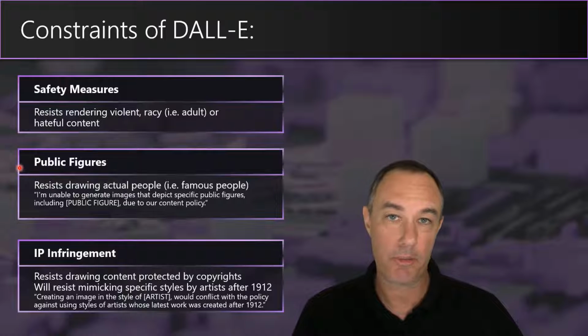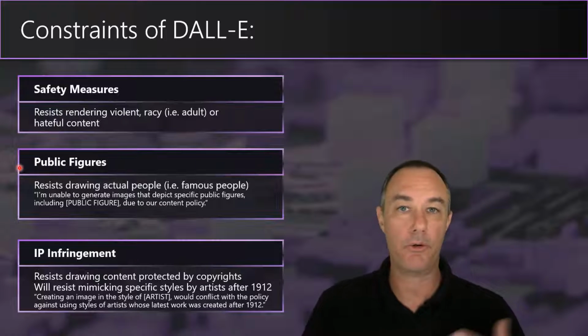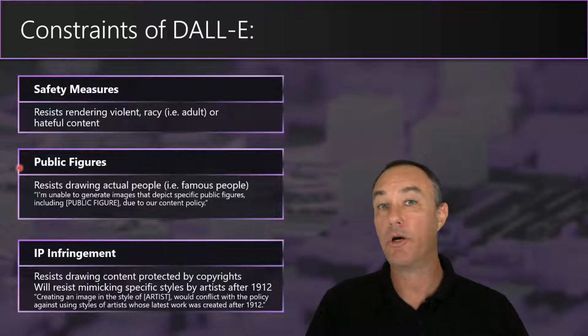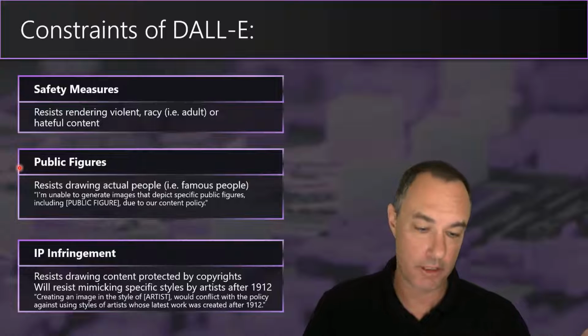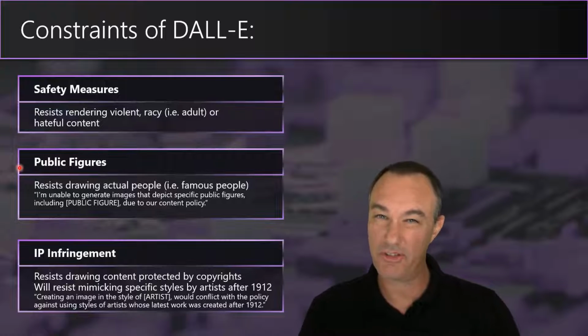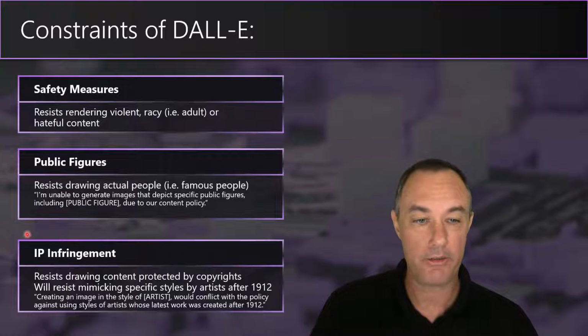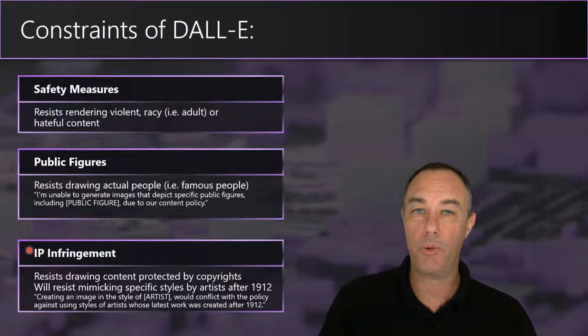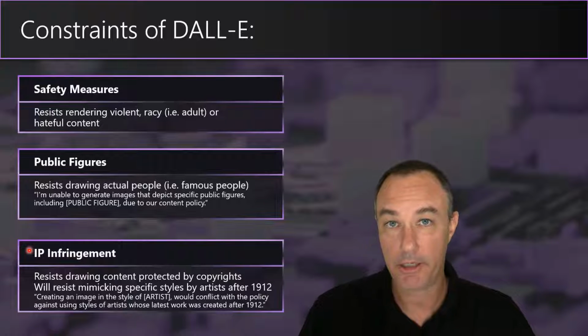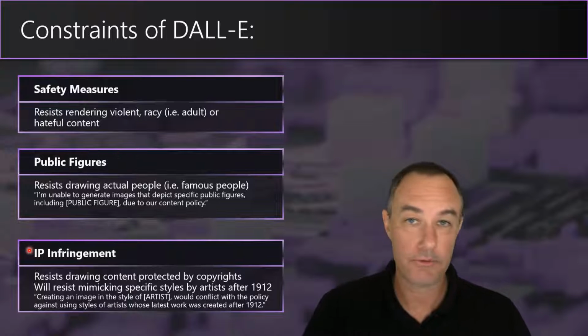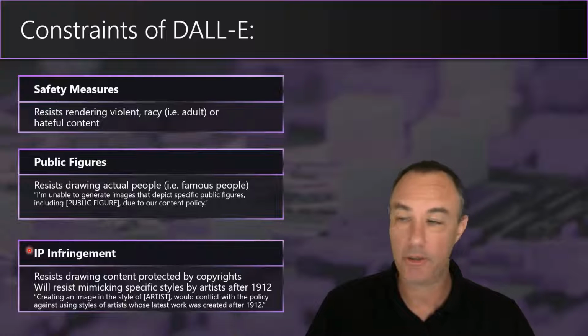It doesn't want to create public figures. Okay, so if you can name a person, it's probably, hey, let's not create Arnold Schwarzenegger, Taylor Swift, a political figure, it's going to resist that. Okay. And it is going to do its best to not infringe on intellectual property of others, copyright, trademark imagery.